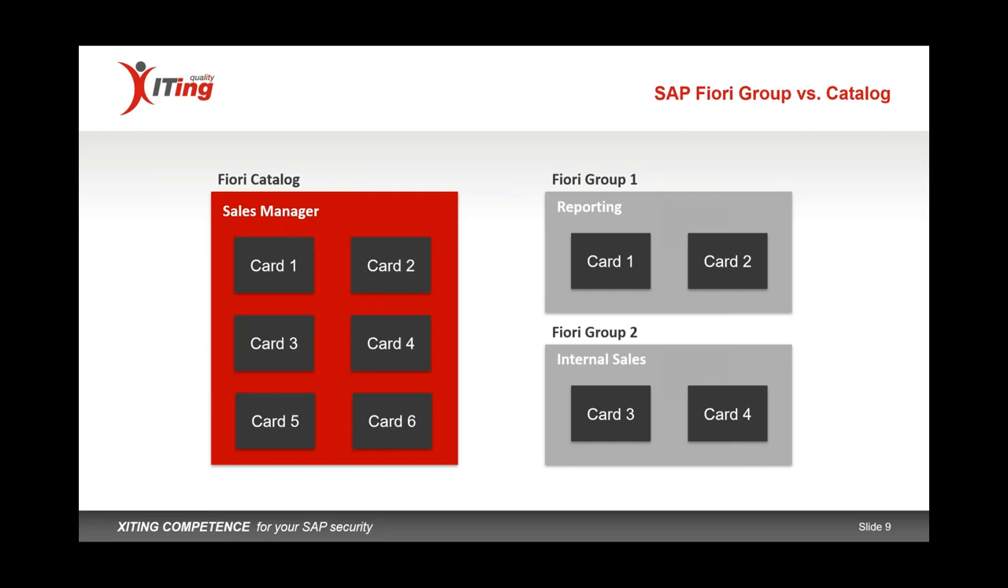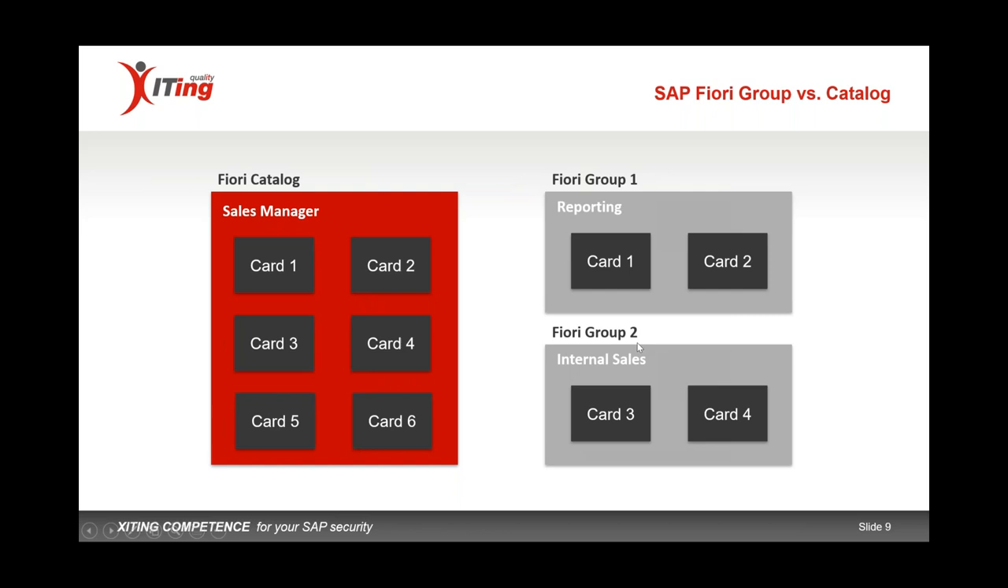But into the catalog, we basically put the apps we want. So if I have an app like Create Bank might be an app, that's something I add to a catalog. A catalog can have multiple apps, like I'm showing it here. In this example here, I have six different apps represented as a card here. And then basically what I can do for grouping purposes and for display purposes on that user front page, I can build different groups. So for example, here for my catalog sales manager, I can build a group that's called reporting. I can build another group that's called internal sales.